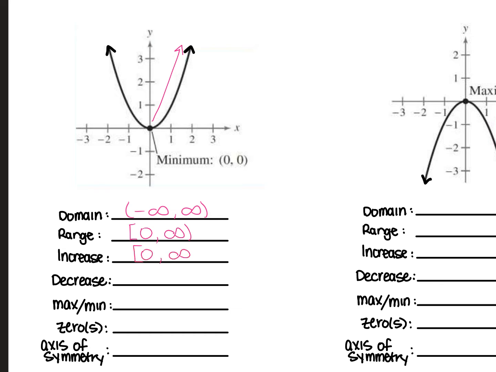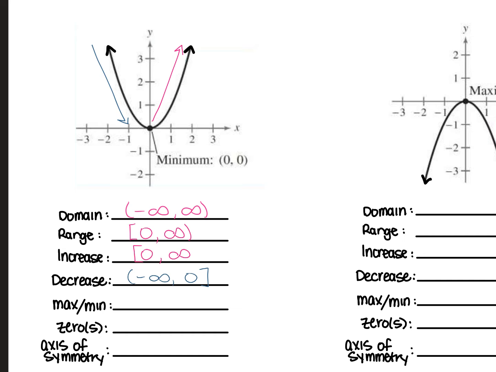Again, we're looking at x values for increases and decreases. For your decrease, you're going down from left to right, from the x value of negative infinity to the x value of 0. So that would just be from negative infinity to 0.